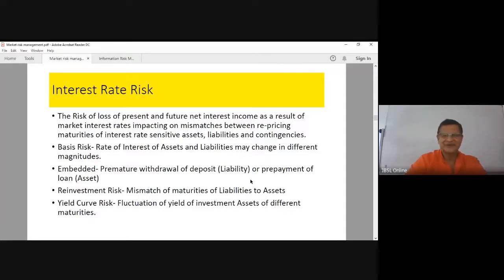Similarly, if a prepayment of a loan comes before the maturity, you have an excess of cash coming in than what you have planned. This also creates an interest rate risk, because when a premature loan repayment comes, your interest income will drop, as the accrual of interest on that loan will stop. Similarly, accrual of deposit liability will also stop if a deposit has been withdrawn. This is called embedded option risk. Of the several types of interest rate risk, I initially took the reinvestment and embedded risk. Now, the rate of interest on assets and liabilities may change in different magnitudes. I will have to take an example and show you what it is.